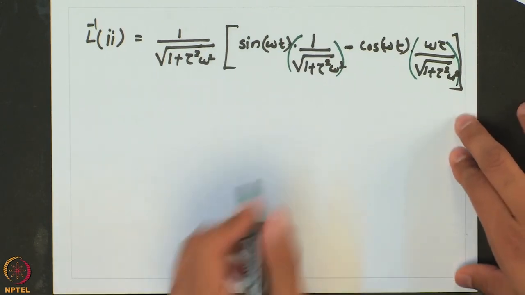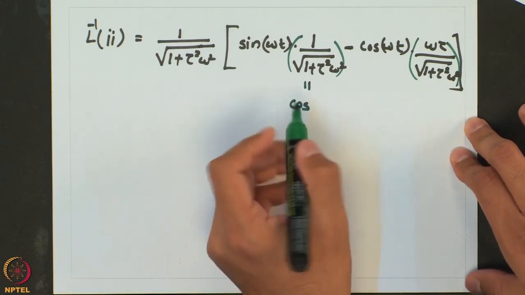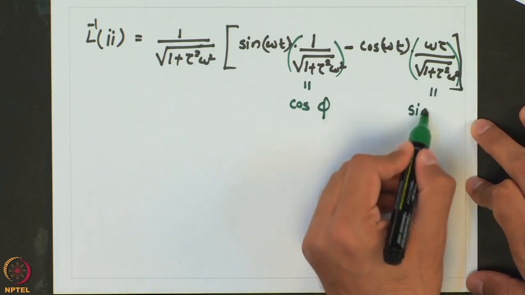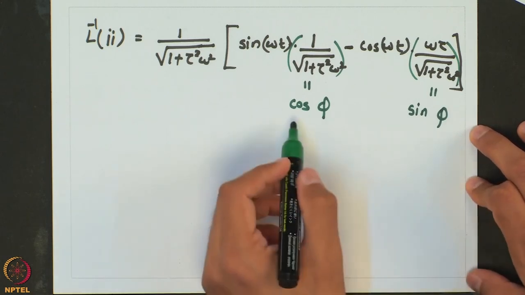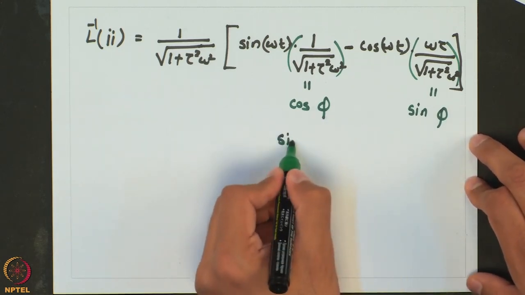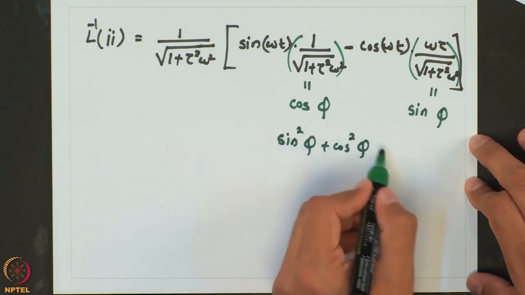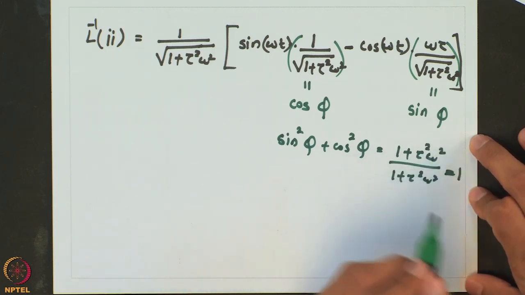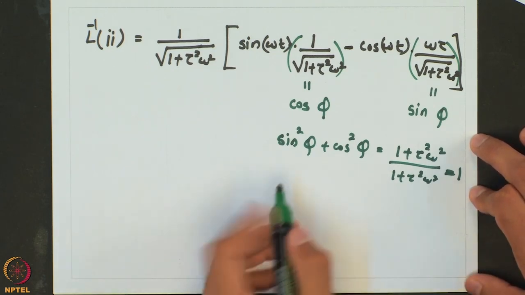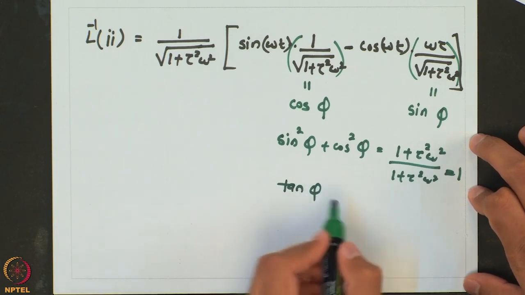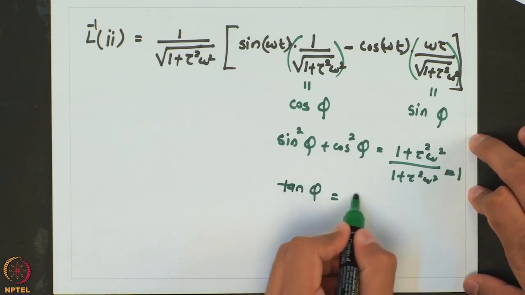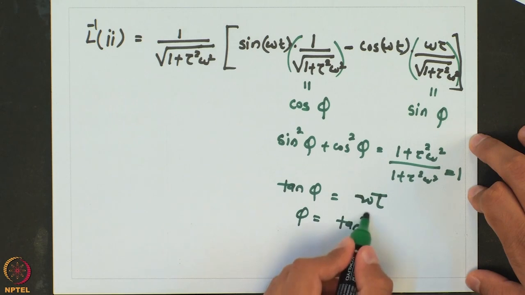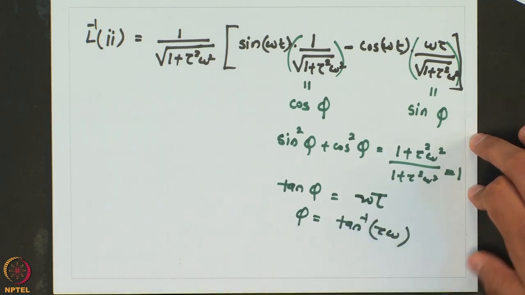Which we are going to write as cos of some angle phi, and this we will be writing as sine of some angle phi. And as we can see, the way we have rearranged is, if we say sine square phi plus cos square phi, we are going to get 1 plus tau square omega square over 1 plus tau square omega square, which is equal to 1. So this is a feasible definition of phi, and the way we can get phi is tan of phi will be equal to omega tau. So phi will be equal to tan inverse of tau omega.